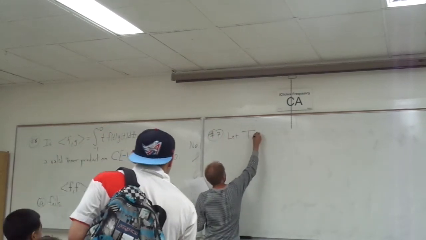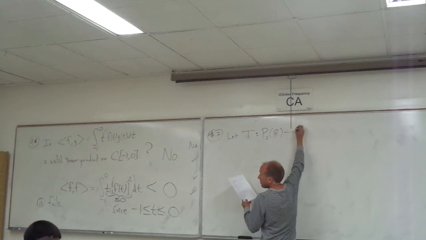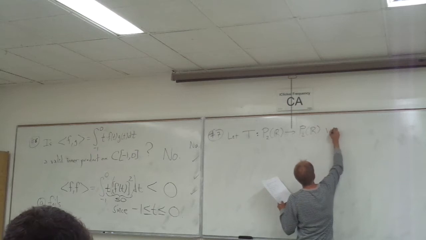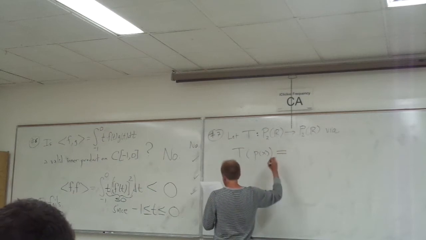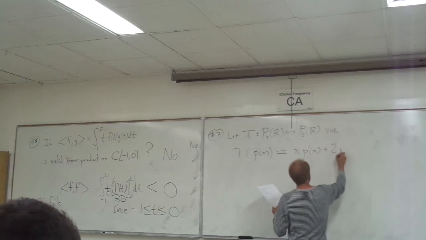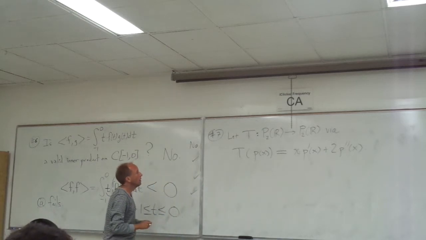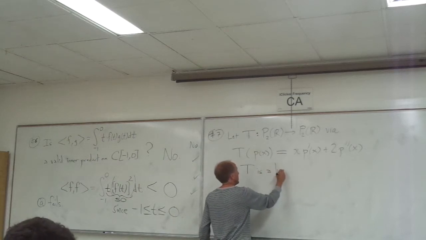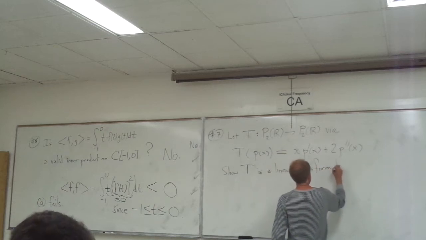Let T be a function from P2 of R mapping to P2 of R via T of p of x equals x times p prime of x plus 2 times p double prime of x. Okay, and then the question is going to say, show that T is a linear transformation.